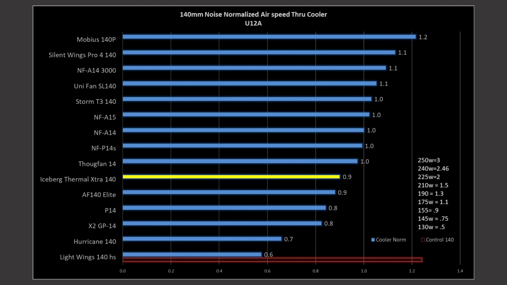So how can you use this data? Well, it gives you relative performance. So let's say your original cooler came with this Hurricane 140. At my noise normalized value of 12 decibels, it would be moving 0.7 meters per second of air. Well, if you upgrade to the Iceberg Thermal IceGale Extra, you'd now be moving 0.9 meters per second of air. So that means you now would have more overhead.